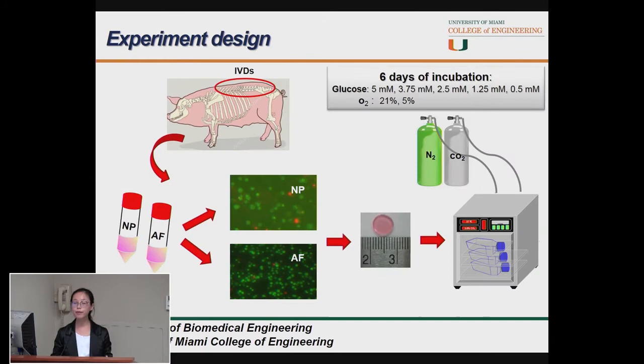So we harvested the IVDs from the pig and cultured the cells in the 3D agarose gel model to keep their 3D phenotypes, followed by 6 days of incubation under oxygen levels of 21% and 5%, with a sequential reduction of glucose starting from 1 gram per liter, which is 5 millimolar.